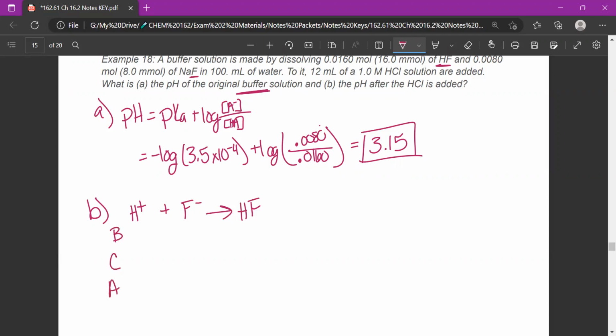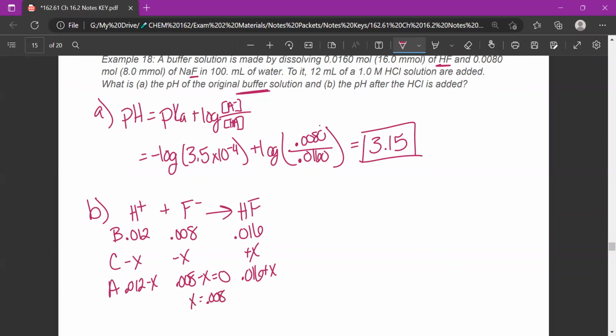Great, so I've got to do BCA. I am starting with 0.012 moles of this, 0.008 moles of this, and 0.016 moles of this. All right. Have minus X, minus X, plus X: 0.012 minus X, 0.008 minus X, 0.016 plus X. Now, I know this one's going to run out first. I'm just doing my BCA like normal. I know it's going to run out because it's less. So X is 0.008. Plug that in. I will have, let's see, 0.004 and 0.020.